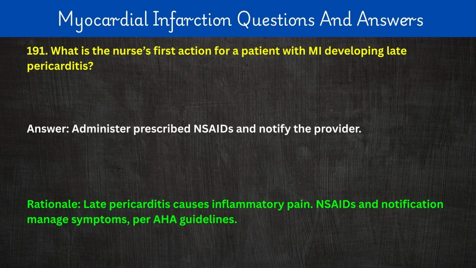191. What is the nurse's first action for a patient with MI developing late pericarditis? Answer: Administer prescribed NSAIDs and notify the provider. Rationale: Late pericarditis causes inflammatory pain. NSAIDs and notification manage symptoms, per AHA guidelines.